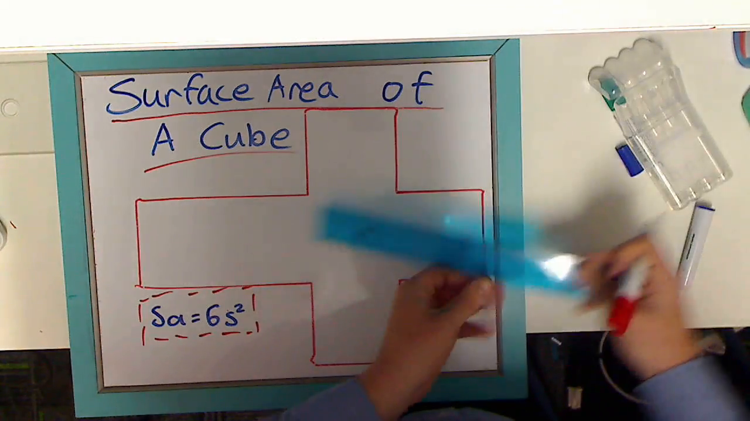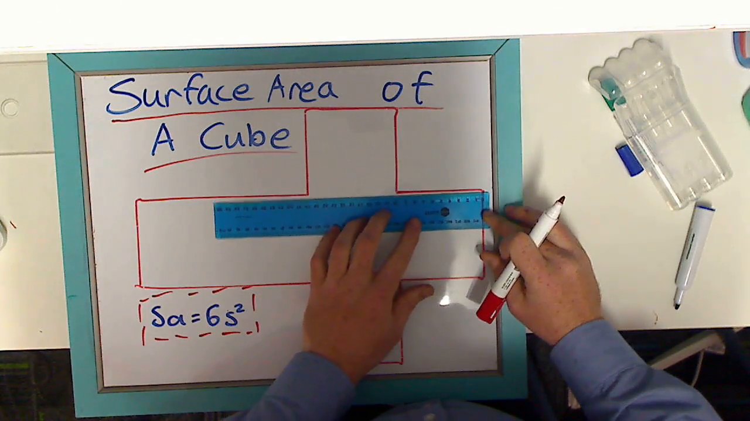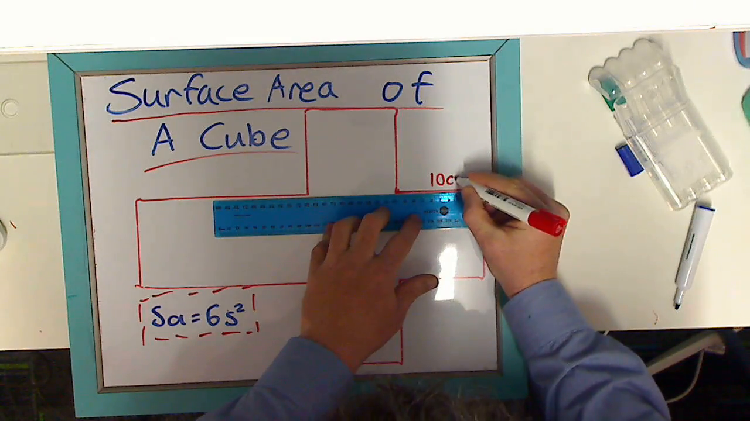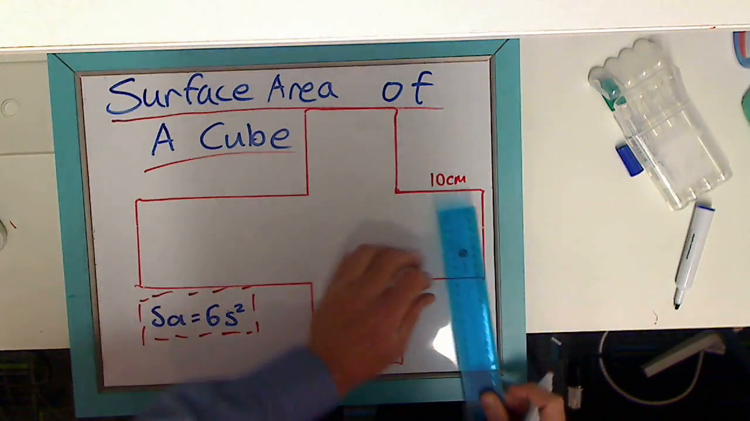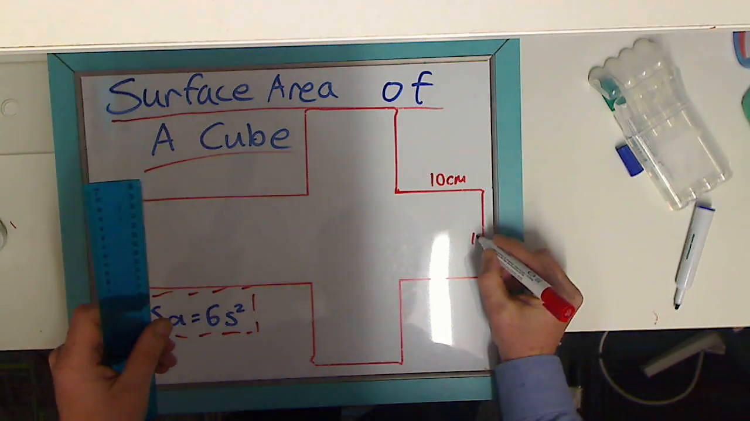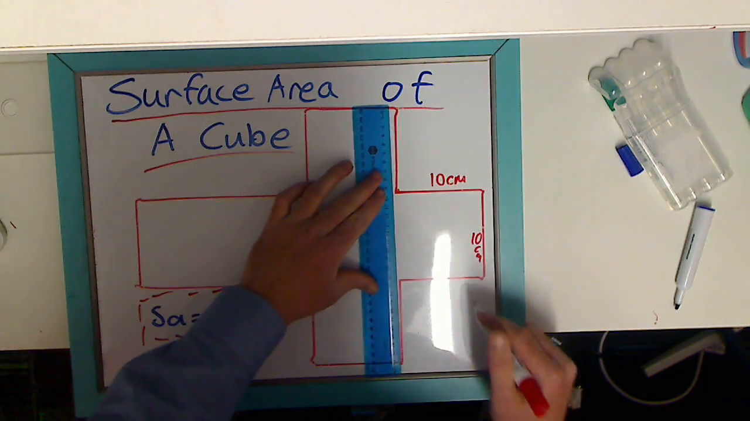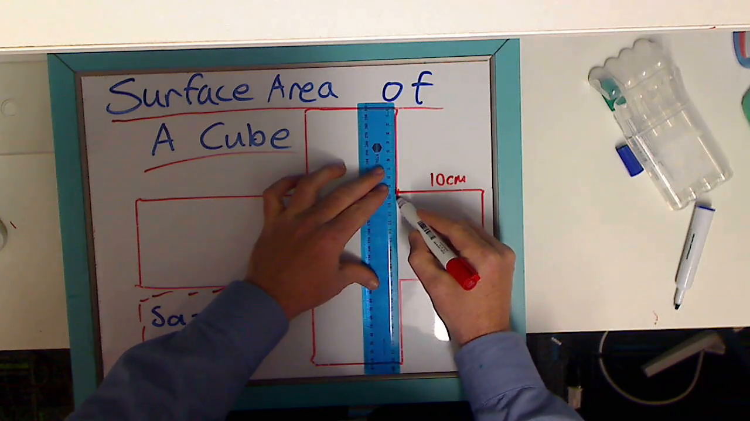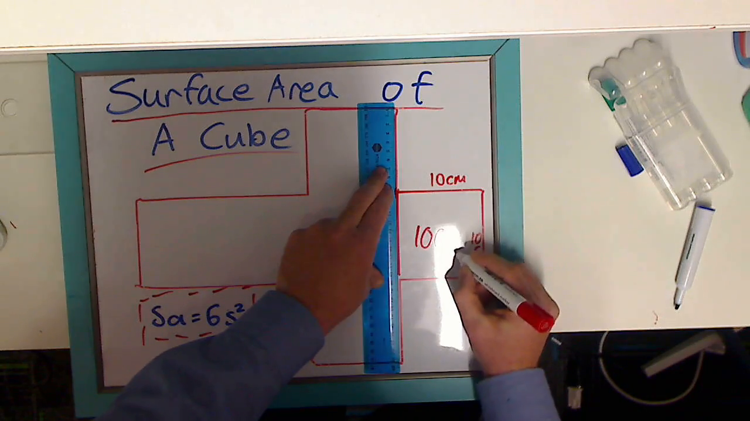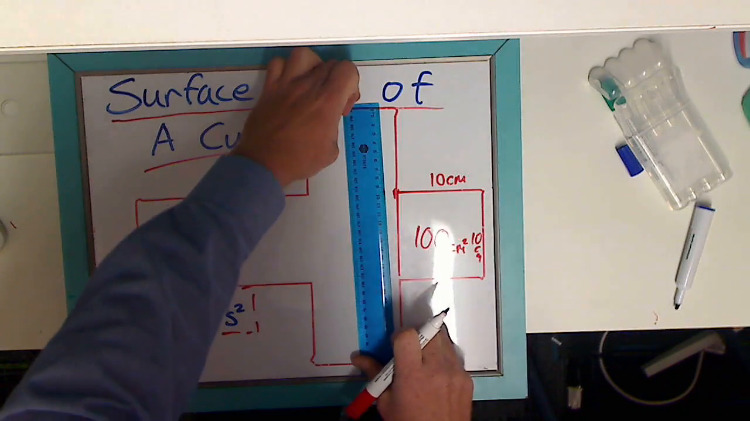So if I measure the side of a square, and we'll call that one 10 centimeters. Funny that. And we'll just check that that one's also 10 centimeters, which it is. Okay, then this area in here, this box has to be 100 centimeters squared. 10 by 10, 100 centimeters squared.